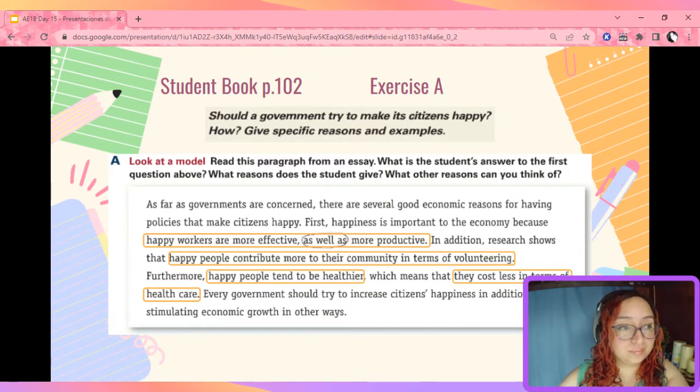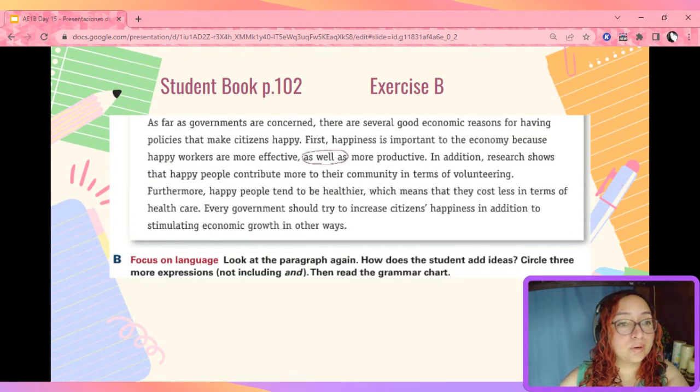Now, I want you to please work on exercise B. Here, we're going to read the paragraph again and find how the student added ideas. We need to find some expressions that don't include and. You already have one, as well as. Please pause the video and find other 3 expressions.